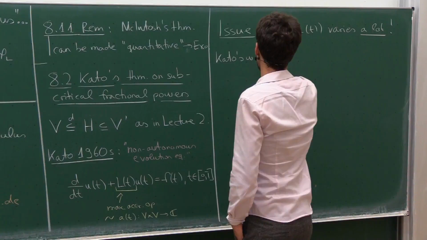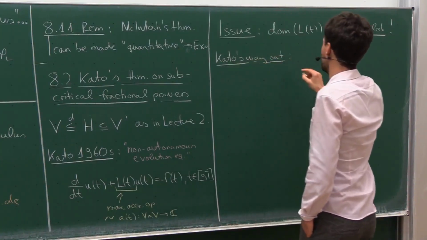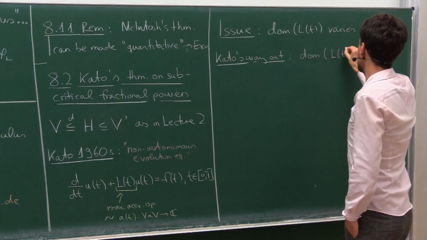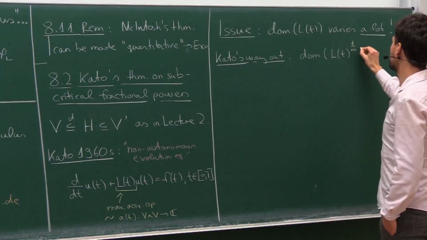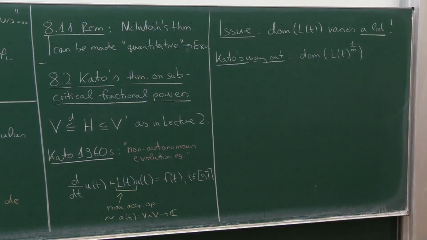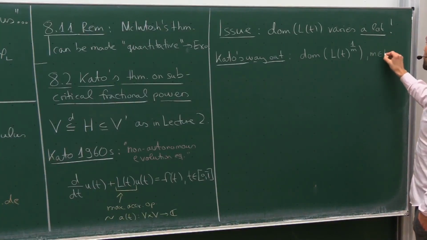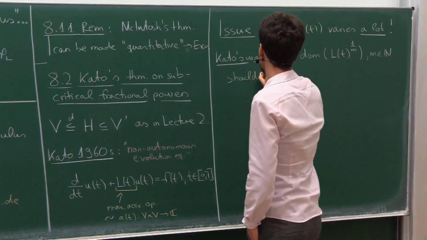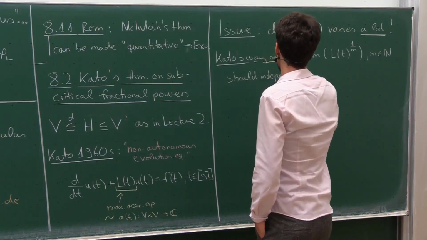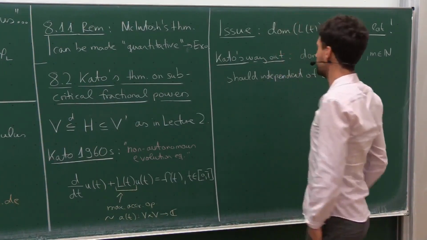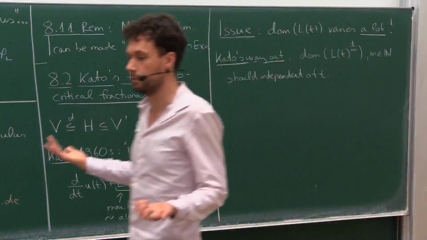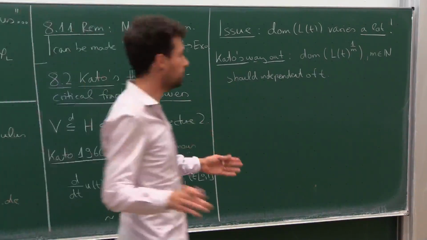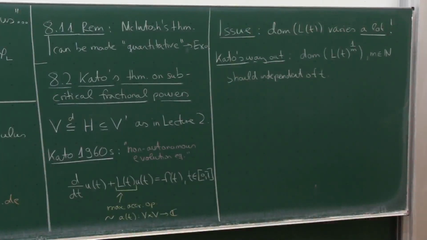So Kato's way out: he wanted to have the following. The domain not of L of t itself, but the domain of L of t to some power 1 over m, where m is some natural number, should be independent of t. And that is what he calls, or what we would call, a stability property. So on the level of m equal to 1, there is no hope. But maybe for larger values of m, there is hope.